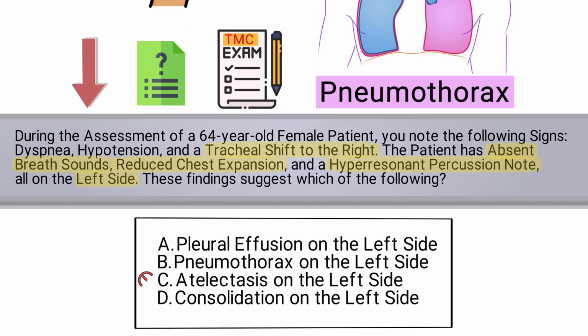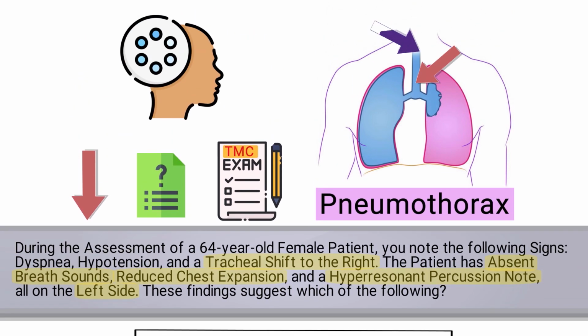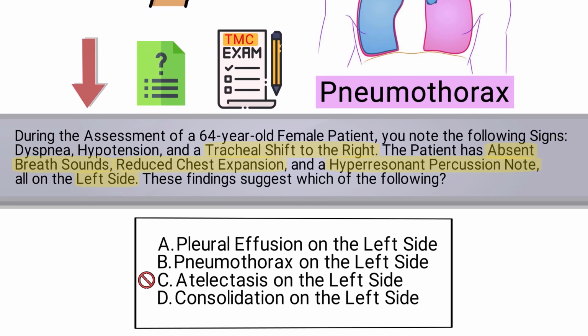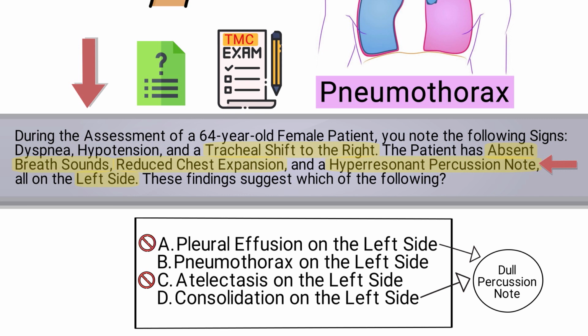Therefore, you can rule out left-sided atelectasis because if that were the case, the trachea would shift to that side. Pleural effusion and consolidation would cause a dull percussion note, not a hyperresonant percussion note. So we can also rule out those two as well. Therefore, by reading the question carefully and breaking down all the details that were provided, we could determine that the correct answer is B, pneumothorax on the left side.